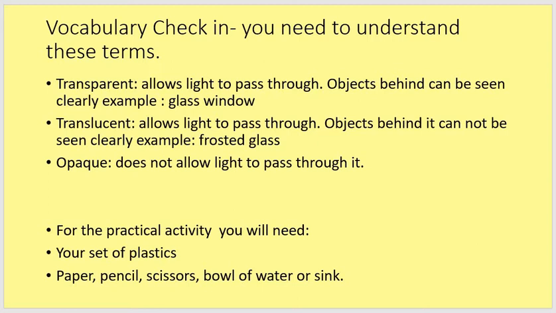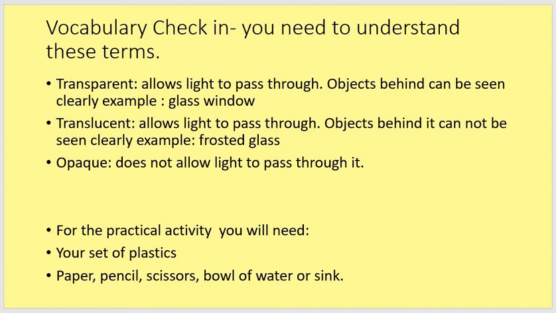But if something is transparent, the objects behind it can be clearly seen. For example, looking out of an ordinary window, you want to be able to clearly see what's outside it, especially if, say, it's the window of a car and you're driving. If something is translucent, the light will pass through, but you cannot see the items behind it clearly. For example, you may have frosted glass on the window of a downstairs toilet for fairly obvious reasons. If something is opaque, it does not allow light to pass through it at all.